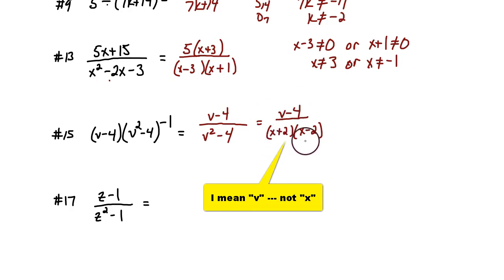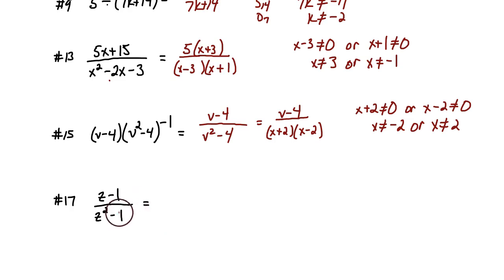However, factoring the denominator helps us to get those undefined values. The v plus 2 cannot be 0, and the v minus 2 cannot be 0. Solve both of these like they were equations. v cannot equal negative 2, or v cannot equal positive 2.